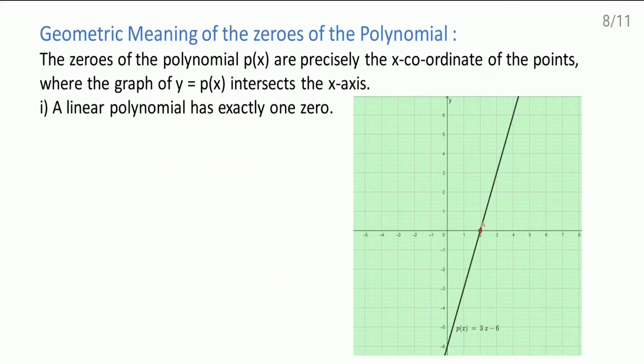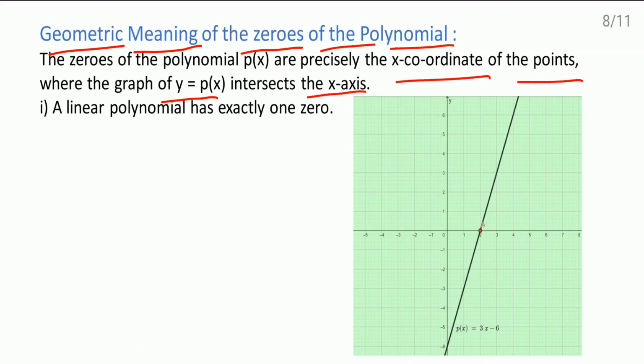Now another important thing, that is the geometric meaning of the zeros of a polynomial. The zeros of the polynomial p of x are precisely the x coordinates of the points where the graph of y equal to p of x intersects the x-axis. See, how to find the zeros from the graph. You will just look at the graph, where it is intersecting the x-axis. That point will be the zero of the given polynomial, right?